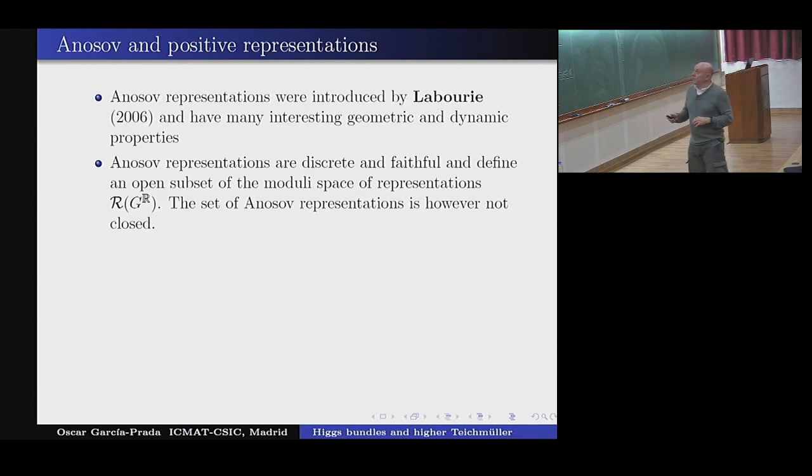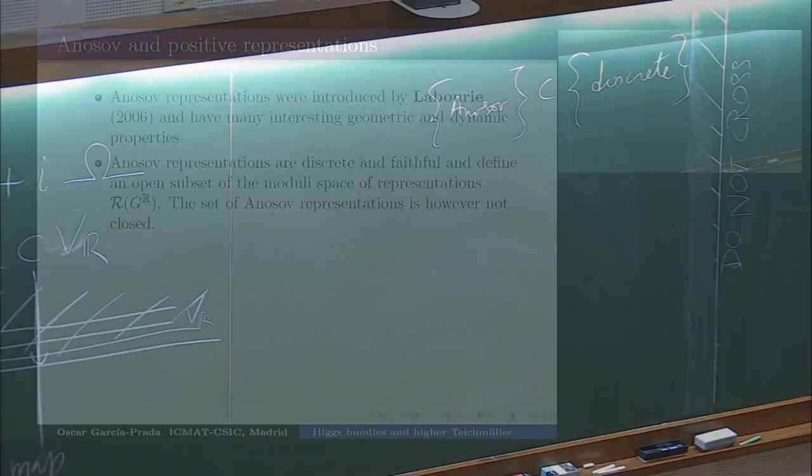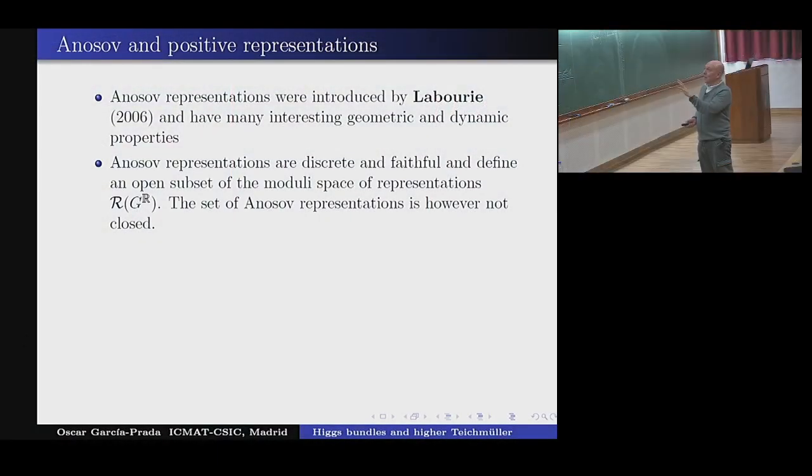Now, these representations, as I said, were introduced by Labourie and have many interesting geometric and dynamical properties. One thing which is very nice is that Anosov representations are actually discrete, right? So it's a subclass of discrete representations, and this is an open subset of the space of representations, right? But it is not closed. For a while it was believed maybe it was closed, and then this is what is the condition you're looking for.